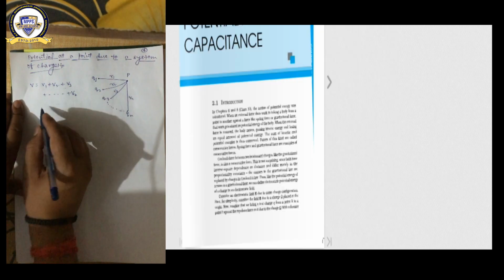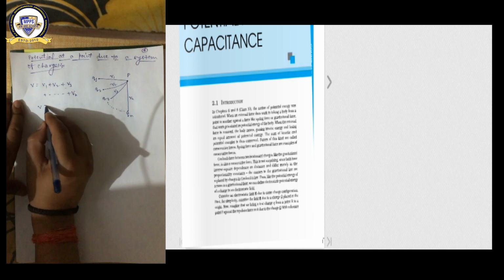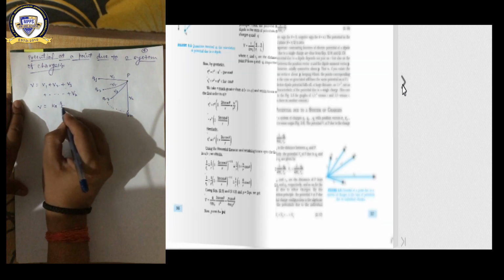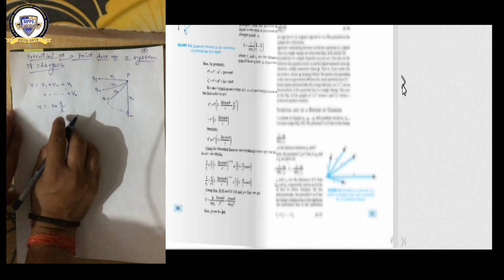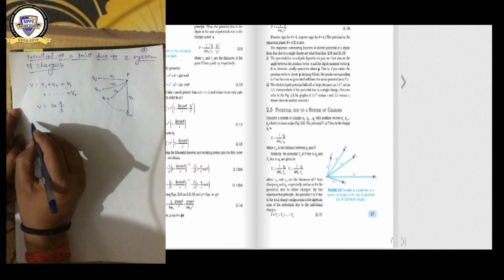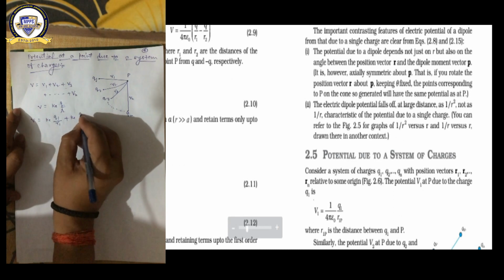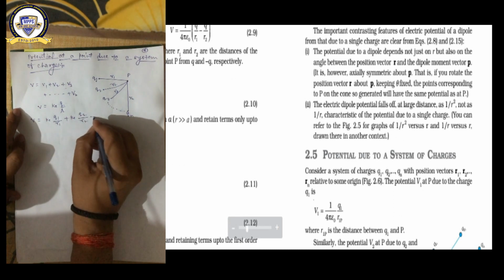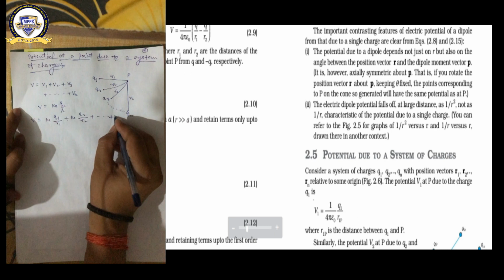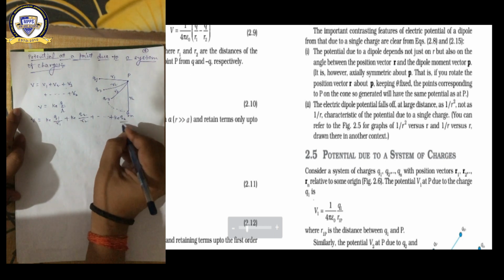Now we know that the electric potential due to a point charge is V is equal to KQ upon R. Here R is the distance, Q is the charge. So by using this concept, what we get? V is equal to V1. V1 means potential due to charge Q1. So here it is KQ1 upon R1. By Q2, KQ2 by R2. Similarly, from Qn, here it is KQn upon Rn.